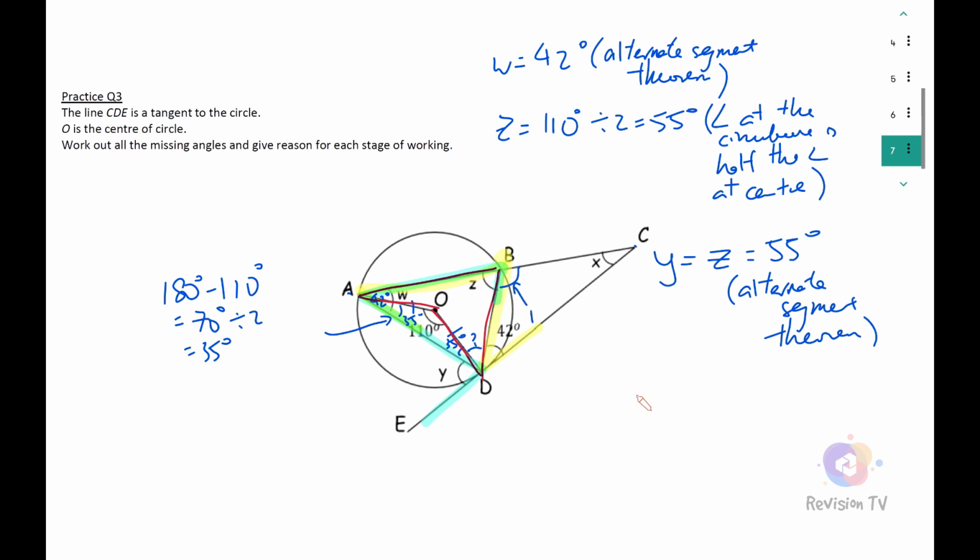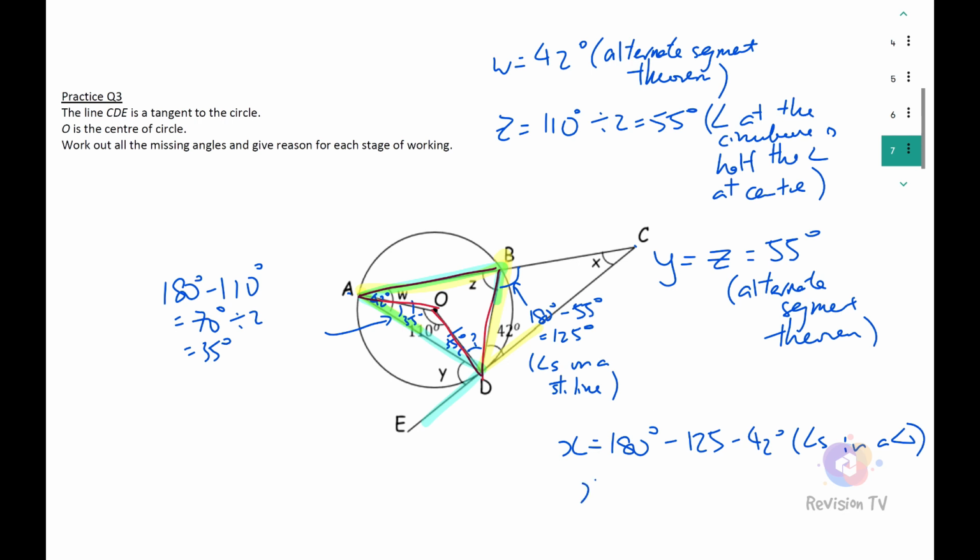Because this angle is 180 degrees minus 55 degrees, which is 125 degrees, because angles on a straight line. So therefore x equals 180 degrees minus 125 minus 42. Reason being angles in a triangle sum to 180. So x therefore equals 13 degrees. And that's how you tackle circle theorems.